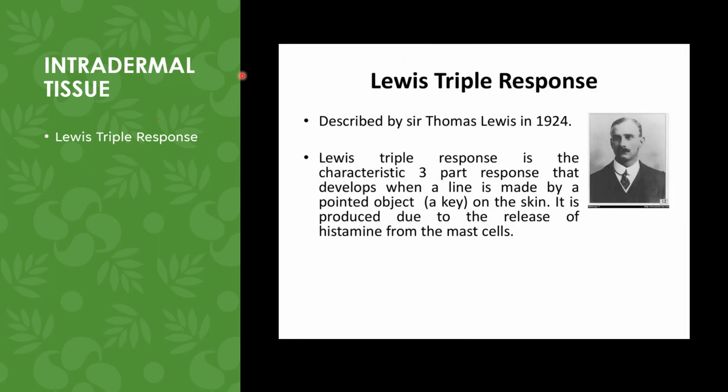In the intradermal tissue, intradermal injection of histamine produces a triple response that is similar to that first described by Lewis, and that was known as the triple response of Lewis. So this phenomenon was first described by Sir Thomas Lewis in the year 1924. Lewis triple response is the characteristic three-part response that develops when a line is made by a pointed object, such as a key on the skin. It is produced due to the release of histamine from the mast cells.